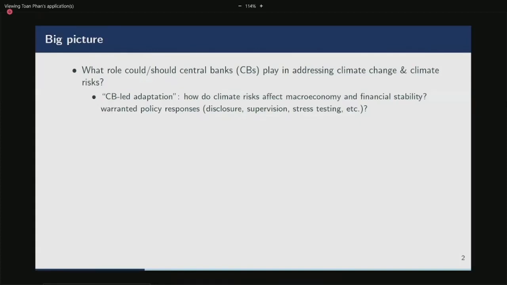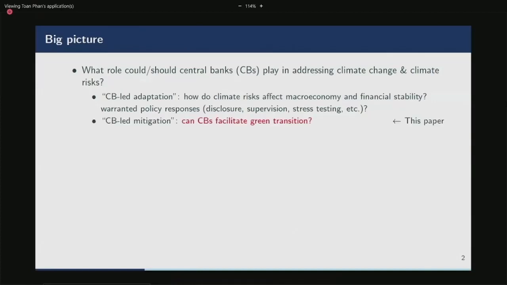One is central bank-led adaptation. That is, how do climate risks affect the macro economy and financial stability? And if they do, does that imply warranted policy responses? A lot of policy responses are being discussed right now, from disclosure of carbon emissions, to supervision of various financial institutions, to stress testing. Many of our colleagues across different central banks are investigating this in their own work.